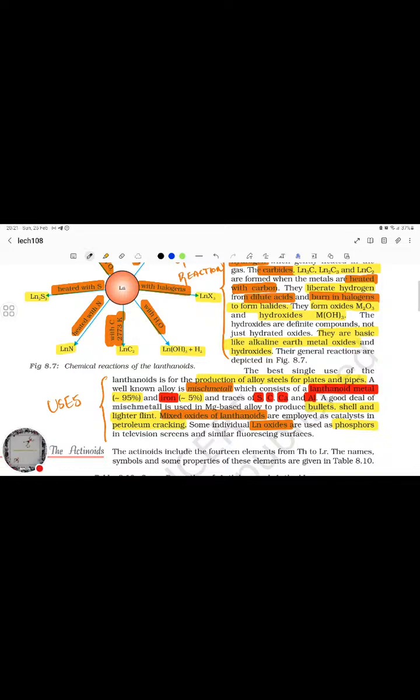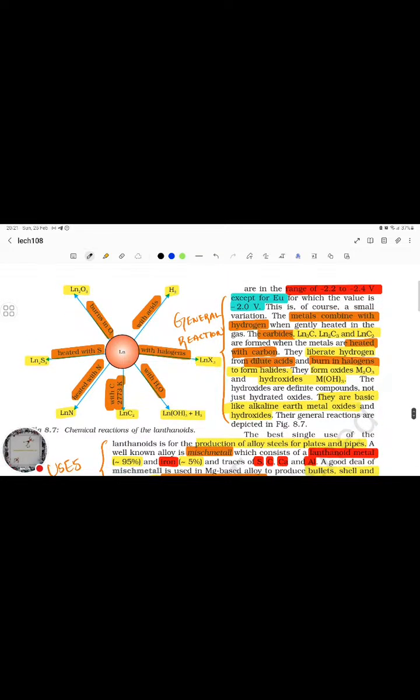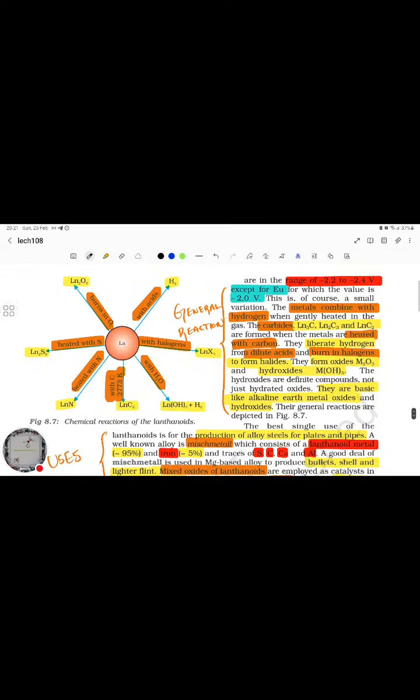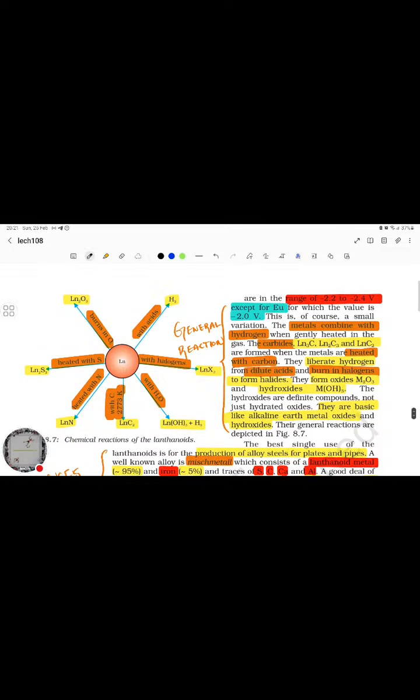The general reactions are depicted in figure 8.7. Lanthanum, upon reaction with an acid, will liberate hydrogen; upon reaction with the halogens it leads to the formation of halides, LnX3; upon reaction with water it leads to the formation of the respective hydroxide, Ln(OH)3; upon reaction with carbon at 2773 Kelvin it leads to the formation of LnC2; and heated with nitrogen it leads to the formation of LnN.